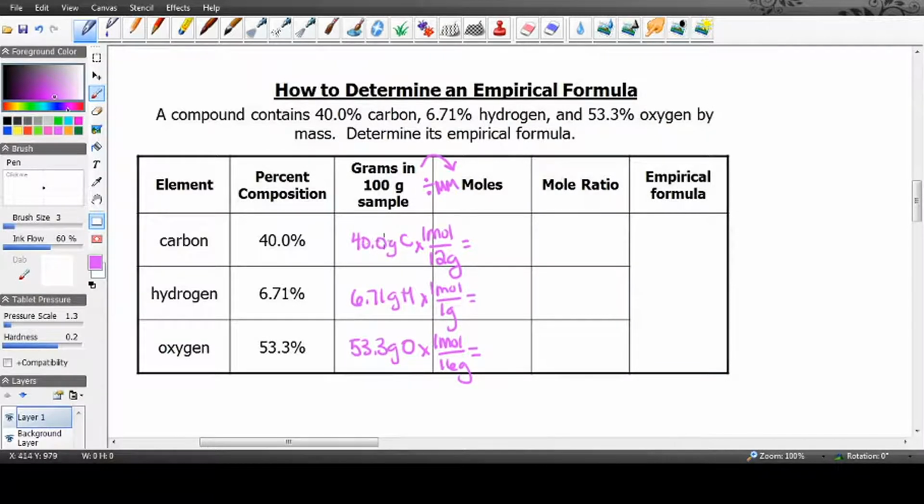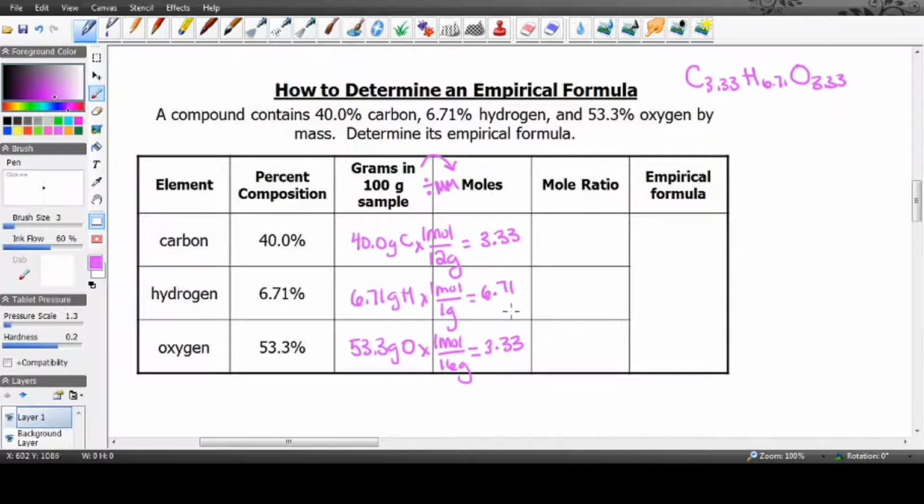So 40 divided by 12 is 3.33. Keep a couple sig figs here. 6.71 divided by 1 is, of course, 6.71. And 53.3 divided by 16 is also 3.33. Now these are moles. But we don't write the formulas for our compounds like carbon 3.33, hydrogen 6.71, oxygen 3.33. That's not how we write the formulas for compounds. We write them as whole number ratios.